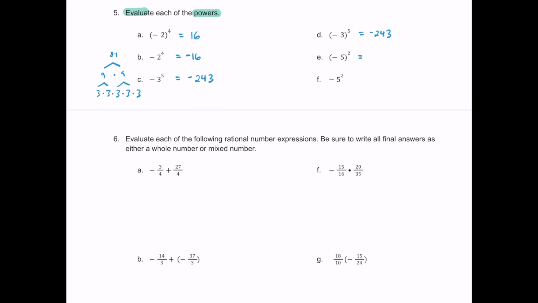For letter E, negative 5 times negative 5, that's going to be positive 25 because we have 2 negatives or 2 opposites. And letter F, you're going to get 5 times 5, which is 25, but there's 1 negative in front, so 1 opposite, so it's going to be the opposite of 25.